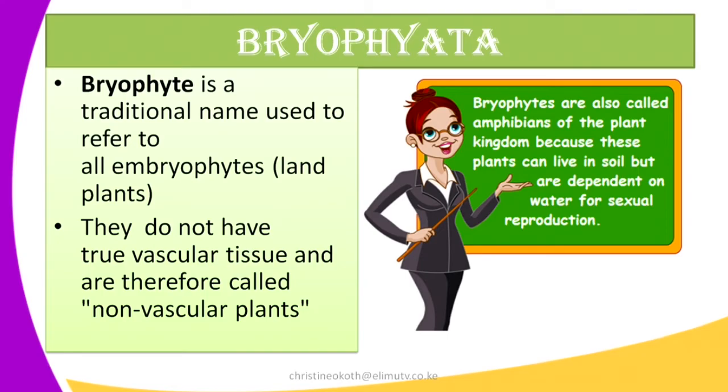We have our beautiful teacher here trying to emphasize what bryophytes are. Bryophytes are also called, in quotes, the amphibians of the plant kingdom. Why? Because these plants can live in soil, but they are dependent on water for their sexual reproduction. So they have two habitats. They can live on the land and they can also live on water, but mainly they have to come to water for sexual reproduction.